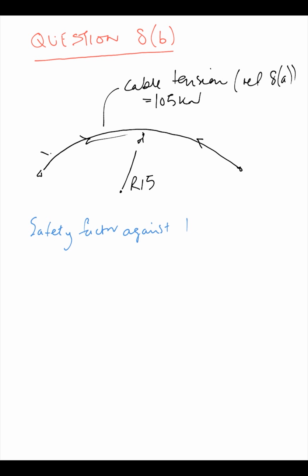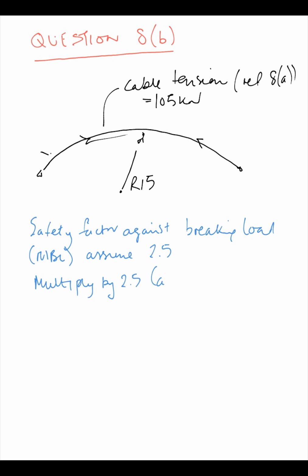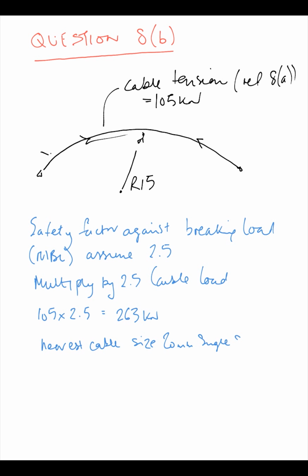If we apply a safety factor against the breaking load, which we find in the tables, the minimum breaking load, which we find on the website, we multiply 2.5 times the cable load, which gives 263 kilonewtons. Now we compare this with the minimum breaking load from the chart, and we come up with our cable size, which will meet this, of 20 millimeter diameter. The minimum breaking load of 380 kilonewtons is greater than the 263, which is essentially the ultimate load in the cable.